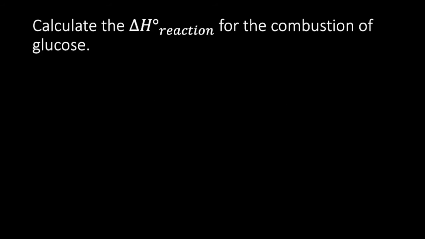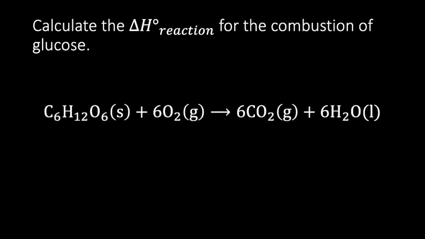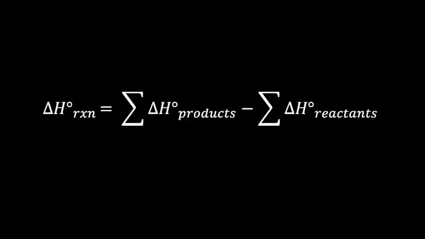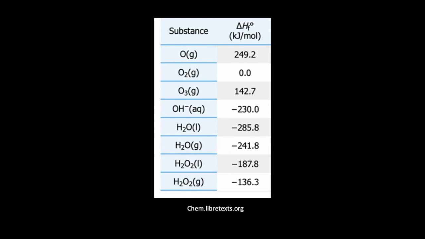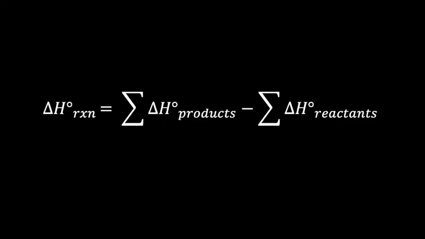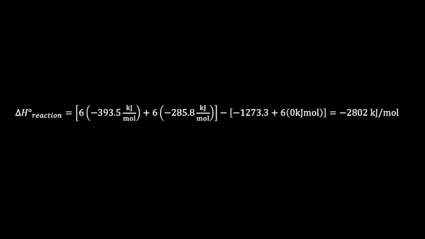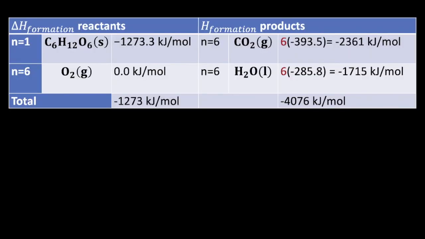So here's an example. We're going to calculate the standard enthalpy of reaction for the combustion of glucose. And to do this, we're going to take the sum of our standard enthalpies of formation for the products and subtract the standard enthalpies of formation for the reactants. So we'll look up the values in a table, and we can either put them right into the equation like this, accounting for the stoichiometry, or we could put them in a table like this.